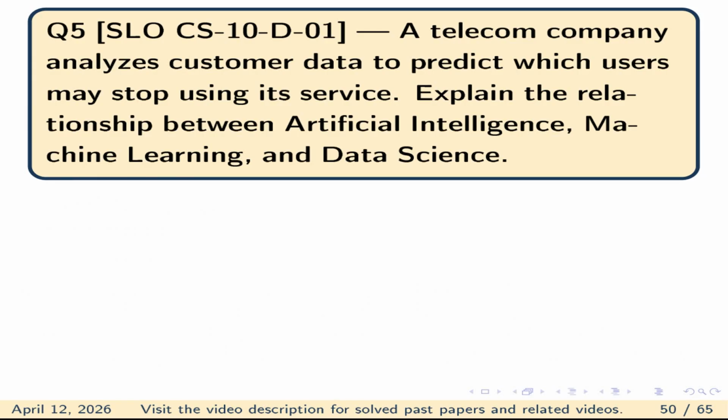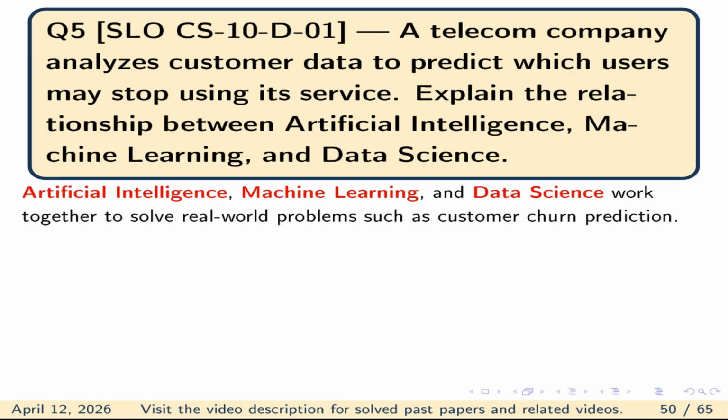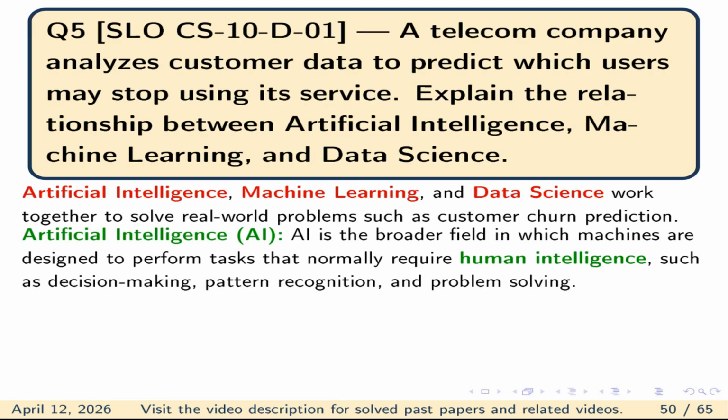Question number 5. A telecom company analyzes customer data to predict which user may stop using its services. Explain the relationship between artificial intelligence, machine learning, and data science. Artificial intelligence, machine learning, and data science work together to solve real-world problems such as customer churn prediction. Artificial intelligence (AI) is the broader field in which machines are designed to perform tasks that normally require human intelligence, such as decision-making, pattern recognition, and problem-solving.